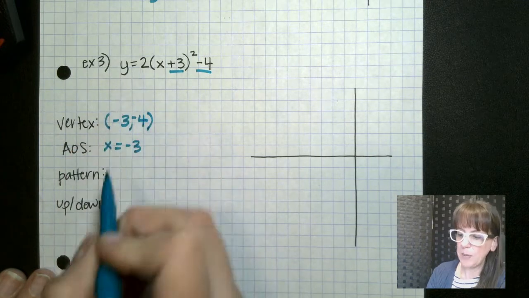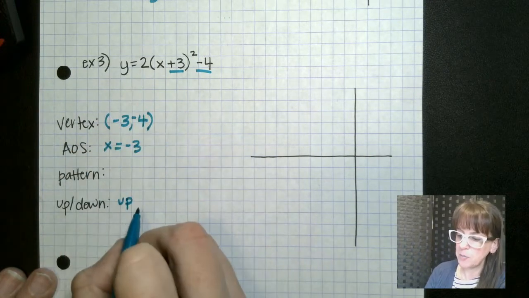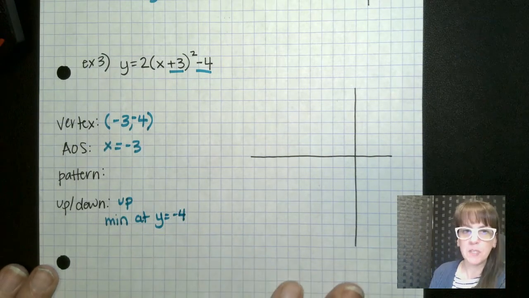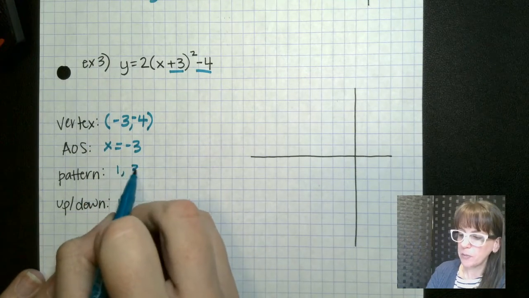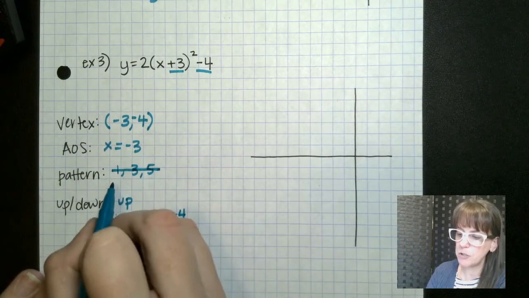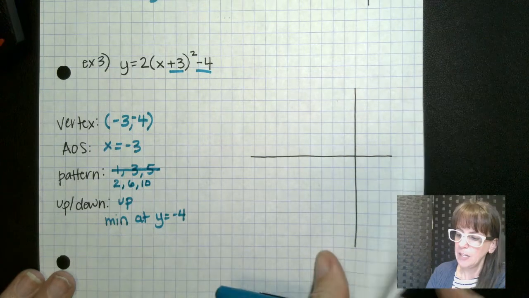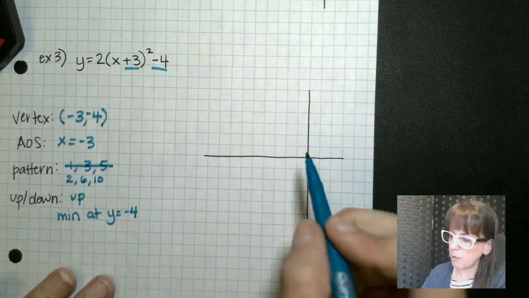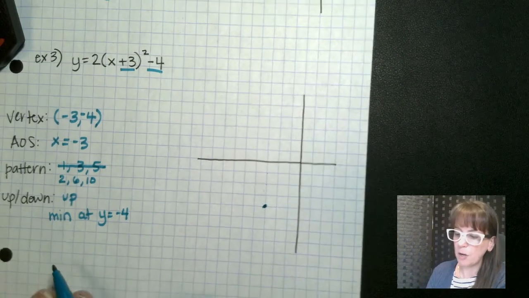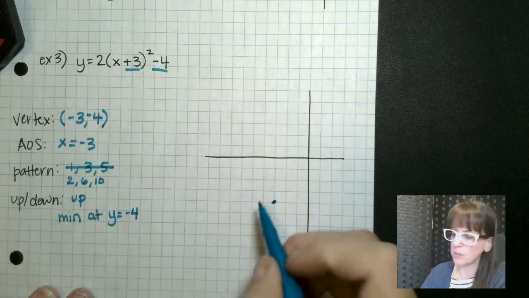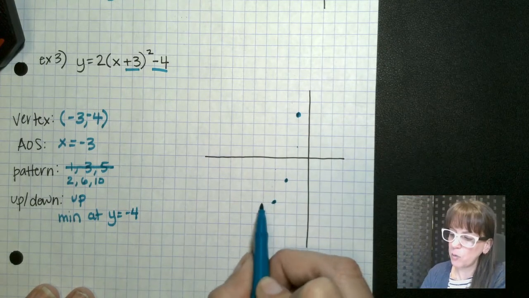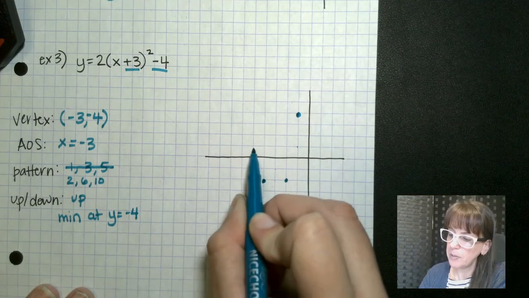This is going to be opening up because it is a positive, which means we have a minimum occurring at y equals -4. Okay, our pattern is 1, 3, 5, except we have a 2 here for our a. So we're going to take our pattern and multiply it by 2, where we get 2, 6, and 10. So let's go ahead and graph that. Over -3, down 4. So 1, 2, 3, down 1, 2, 3, 4. And this is going to be opening up, but our pattern is 2, 6, 10. So we go over 1, up 2, over 1, up 6. Again, that's over 1, up 2, over 1, up 6.